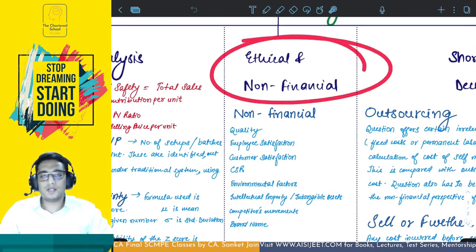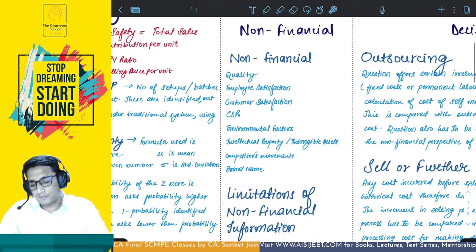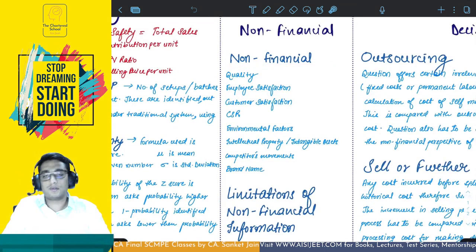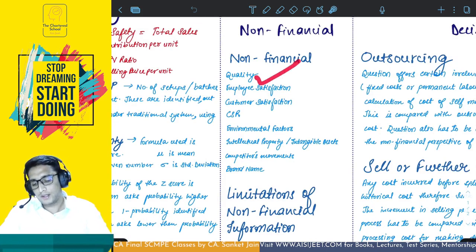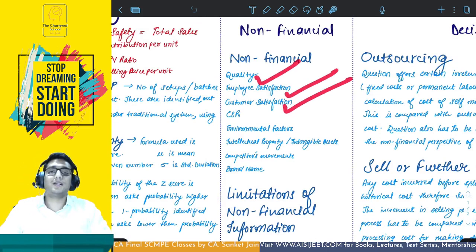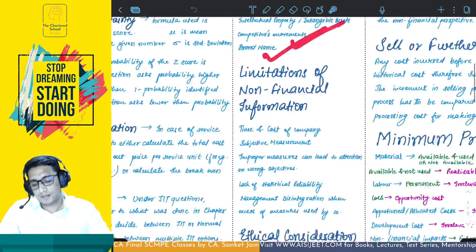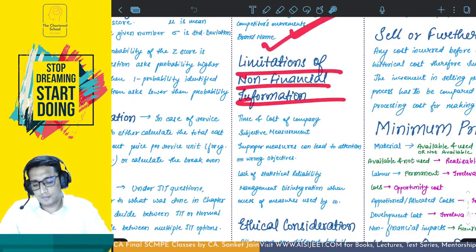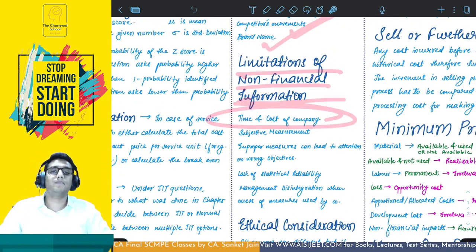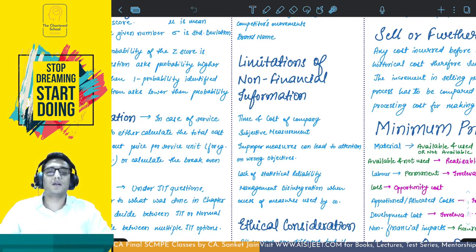Then there comes a part which is the non-financial or the theoretical part in this chapter, which is ethical and non-financial considerations. Looking at the non-financial first, the points to be considered under non-financial considerations would include quality, employee satisfaction, customer satisfaction, CSR, environmental factors, intellectual property or intangible assets, competitors' movements, and brand name. There are certain limitations of non-financial information. First, it is the time and cost of the company that is involved under identification of the non-financial information.